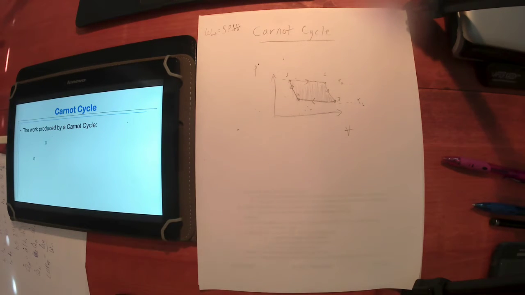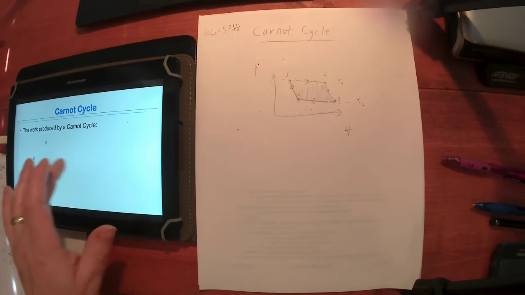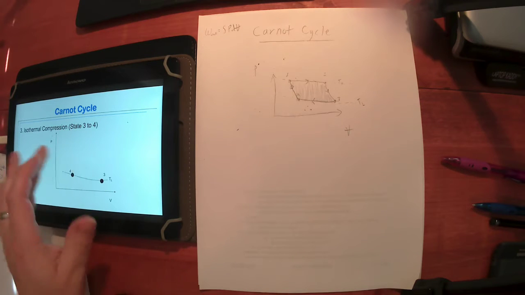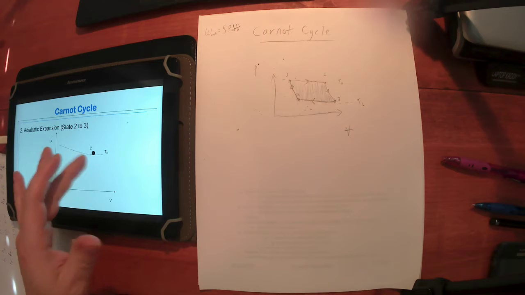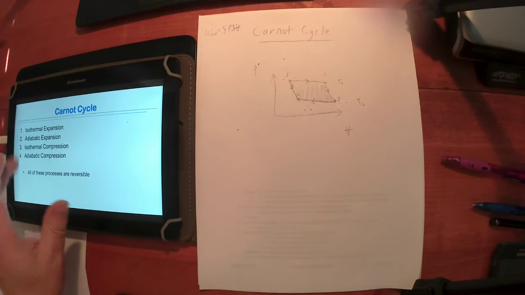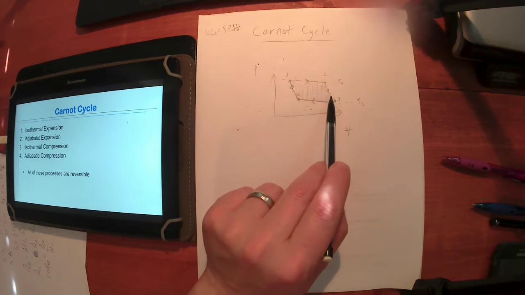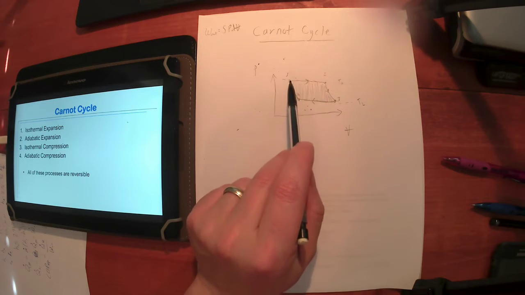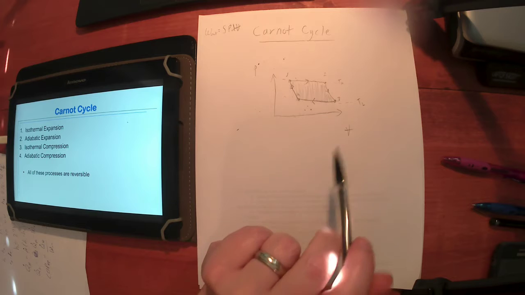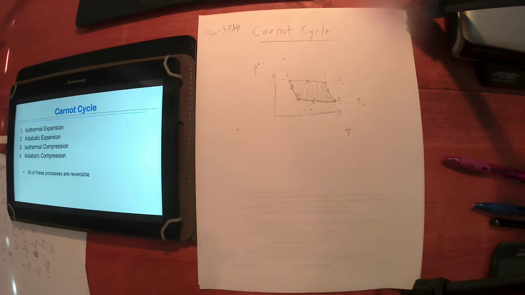That is the Carnot cycle. As we mentioned earlier, that is isothermal expansion, adiabatic expansion, isothermal compression, adiabatic compression, going from a high temperature to a low temperature.